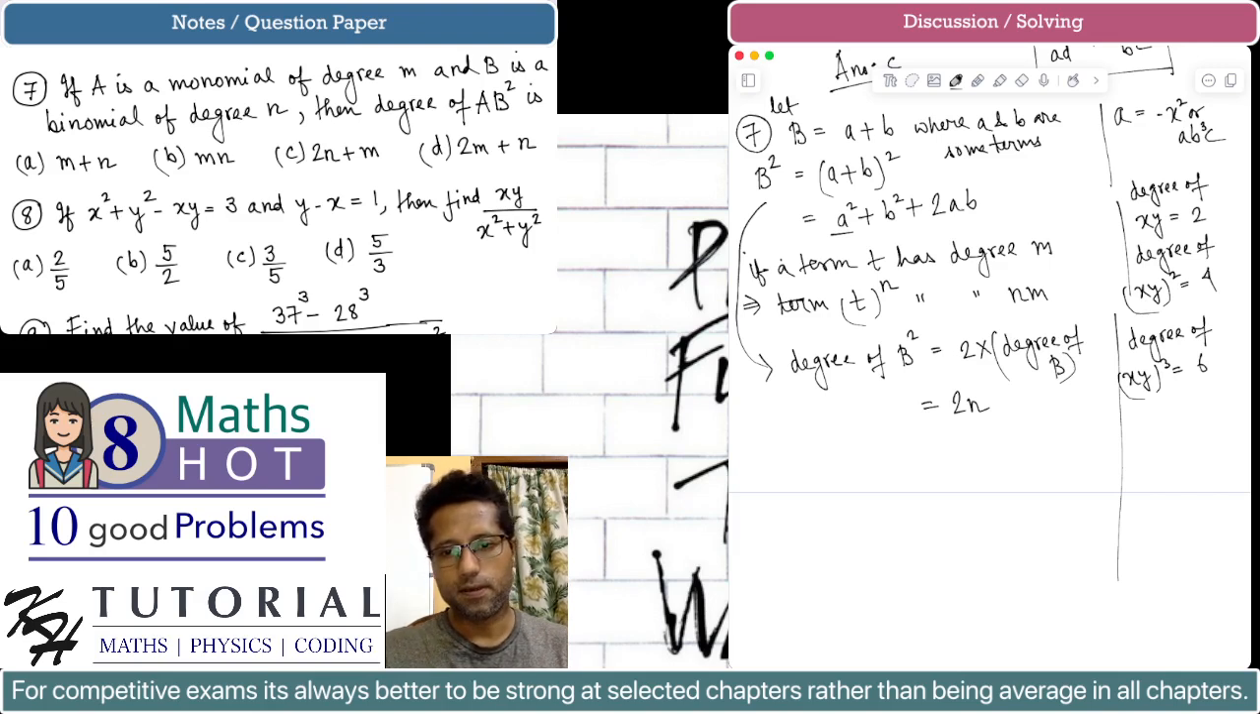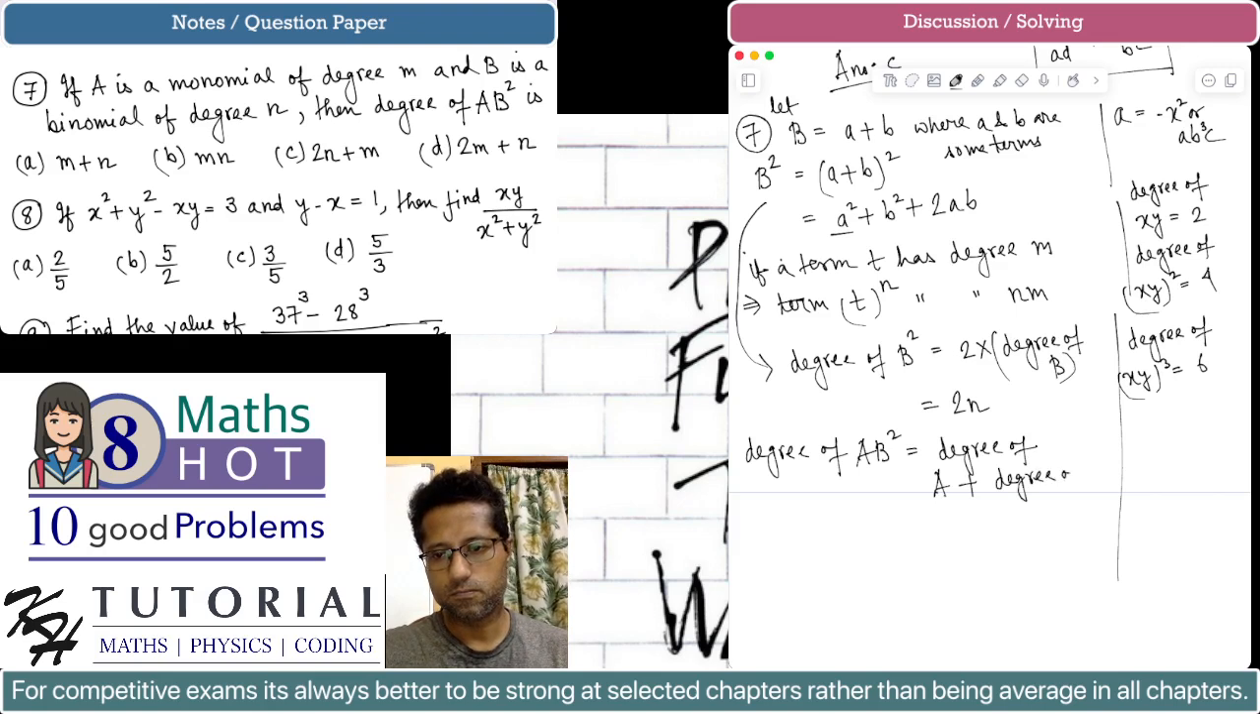So, degree of AB square will be equal to degree of A plus degree of B square, that is equal to degree of A, which is given as m, and we have found that degree of B square is twice n. So the answer is m plus twice n.